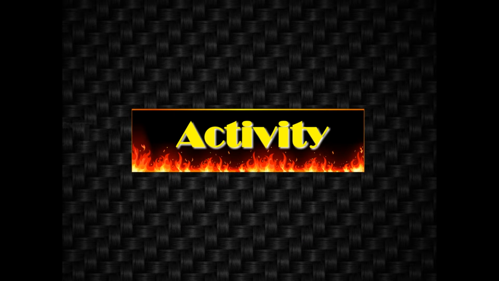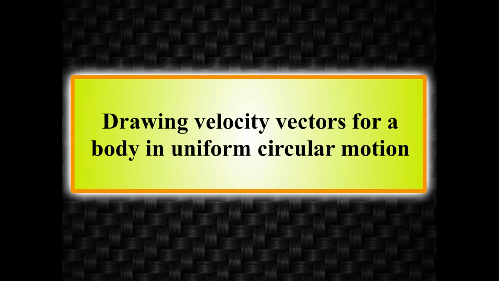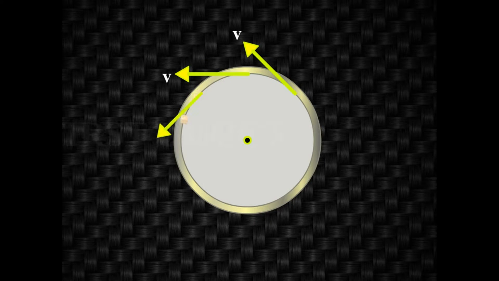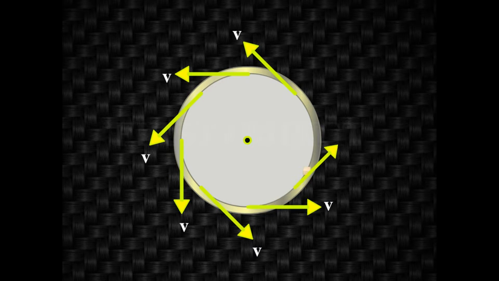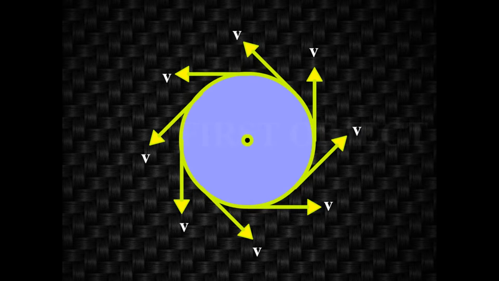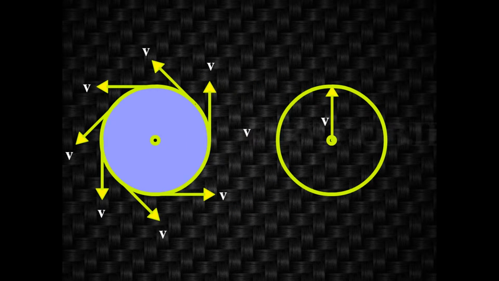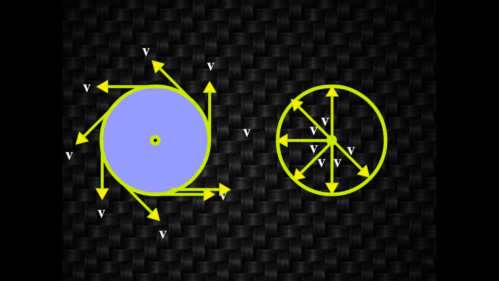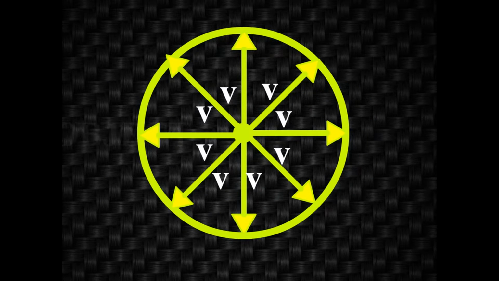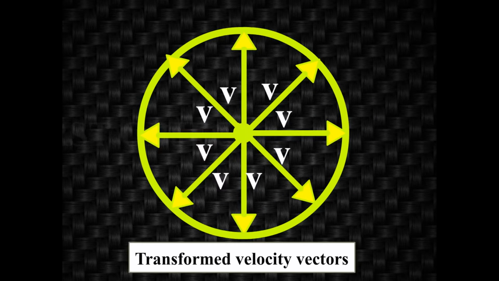Activity. Drawing velocity vectors for a body in uniform circular motion. Draw the path of the wooden block and draw velocity vectors at successive time intervals as shown. Transfer tails of each velocity vector to coincide at a single point as shown. Without changing their directions, the directed line joining two vectors represents the change in velocity.